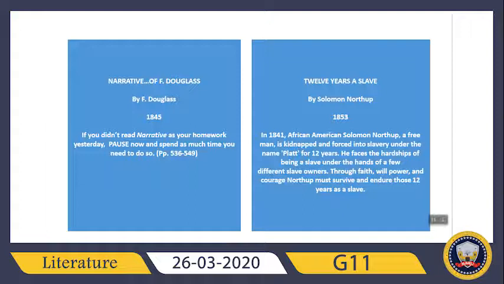And in his book, African American Solomon Northup, a free man, is kidnapped and forced into slavery under the name Platt for 12 years. He faces the hardships of being a slave under the hands of a few different slave owners. Some of them are sensible, some of them are absolute monsters. And through faith, willpower, and courage, Northup must survive and endure those 12 years of slavery.